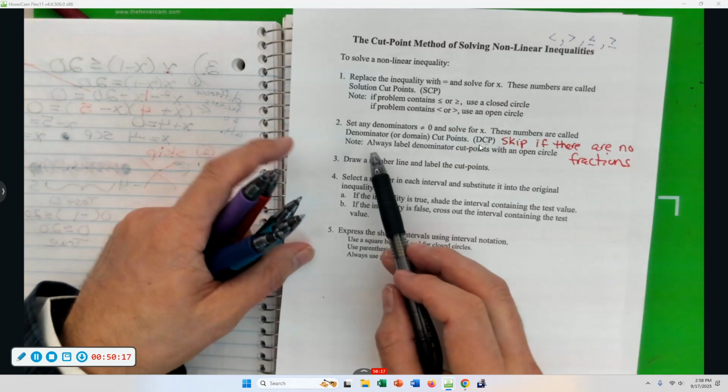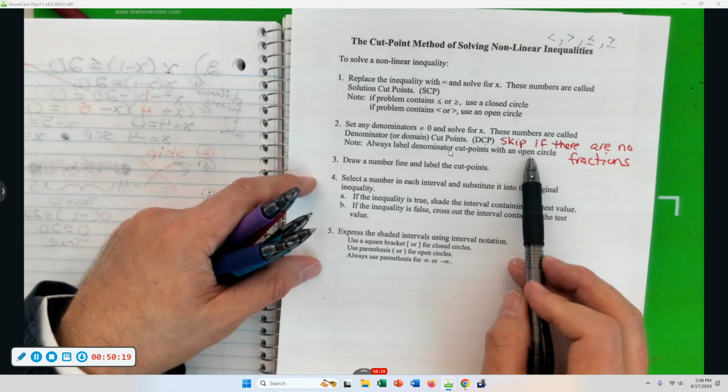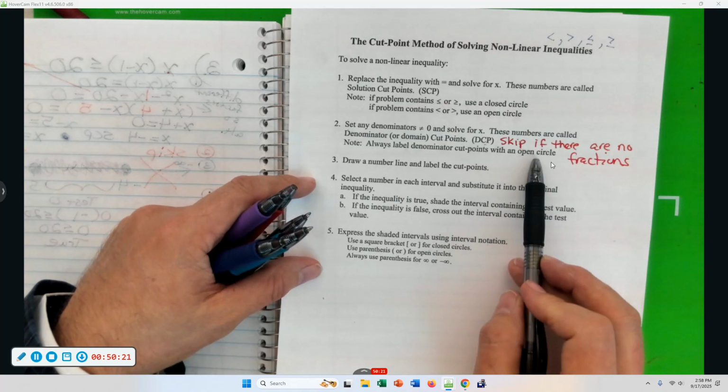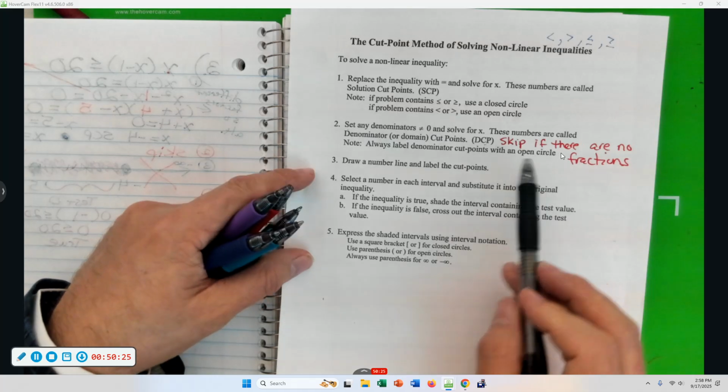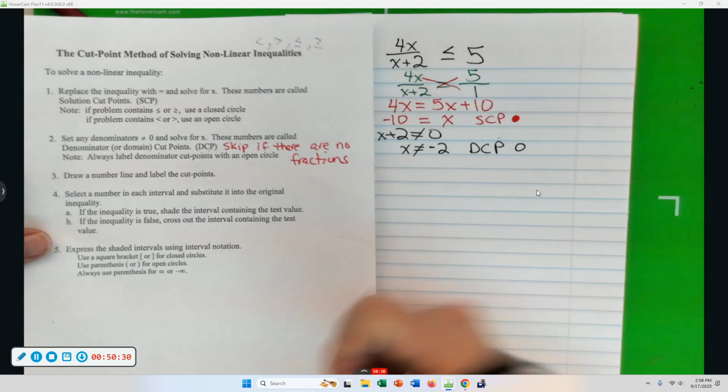Denominator cut points are always labeled with an open circle. You don't want to shade them in because they don't satisfy the inequality. Denominator cut points will always be open.